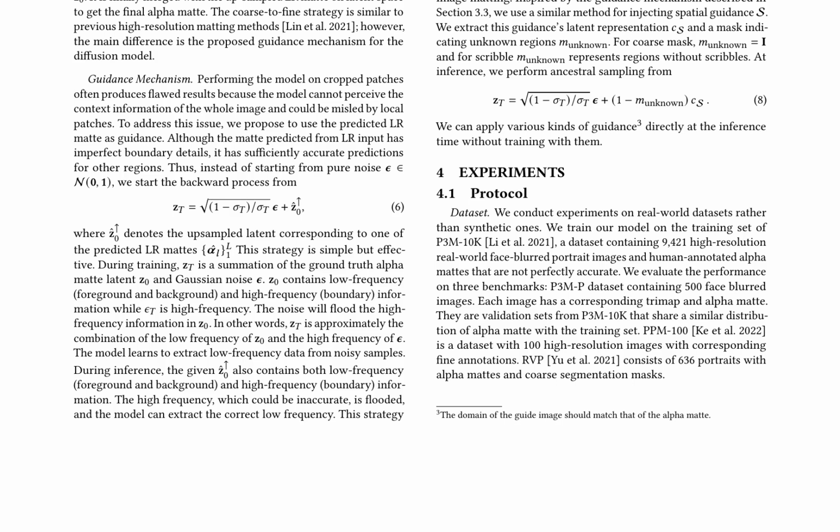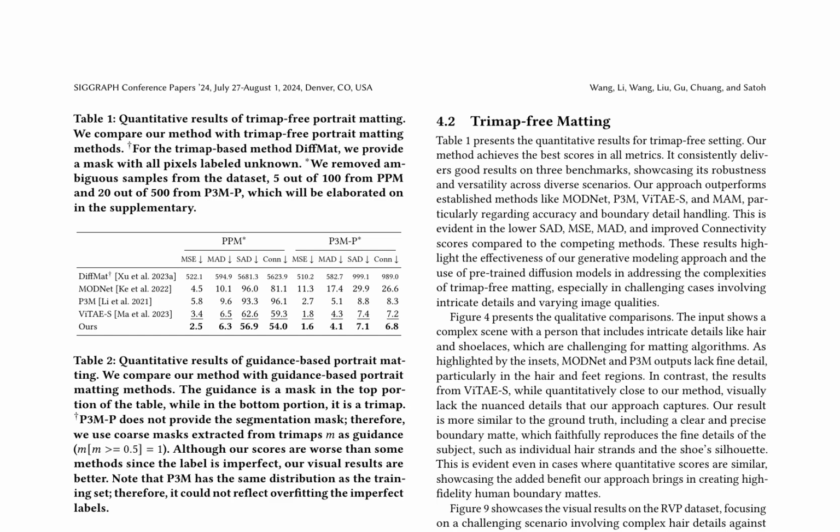The method can incorporate additional guidance, such as text prompts, coarse masks, and scribbles. Text guidance is achieved through the use of a text-to-image generative diffusion model, while spatial guidance is injected using a similar method to the guidance mechanism. The proposed approach can apply various kinds of guidance directly at inference time without training with them.